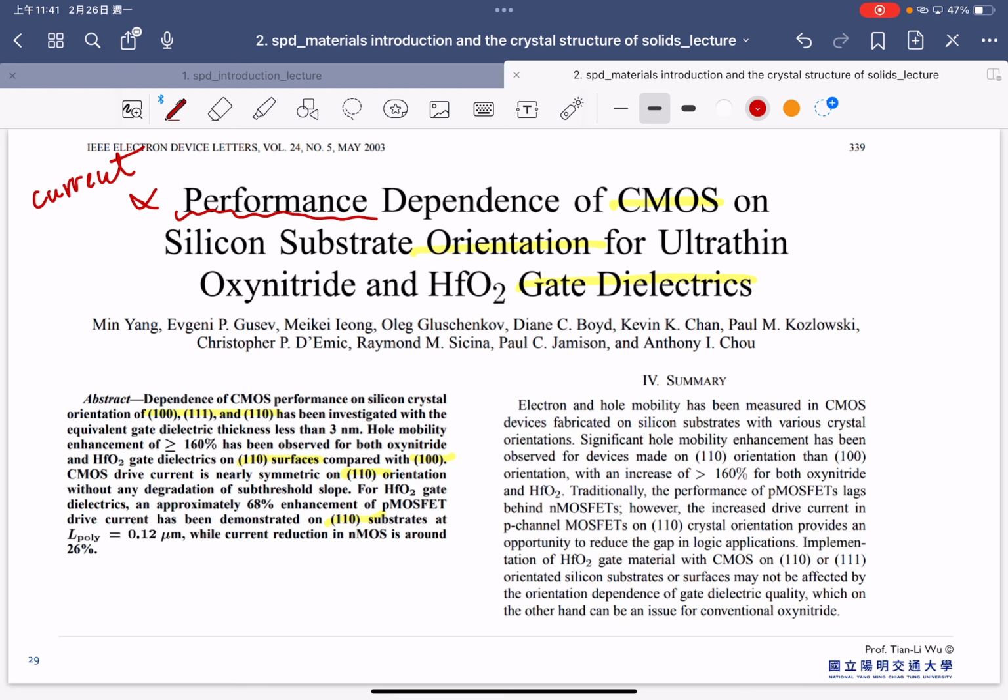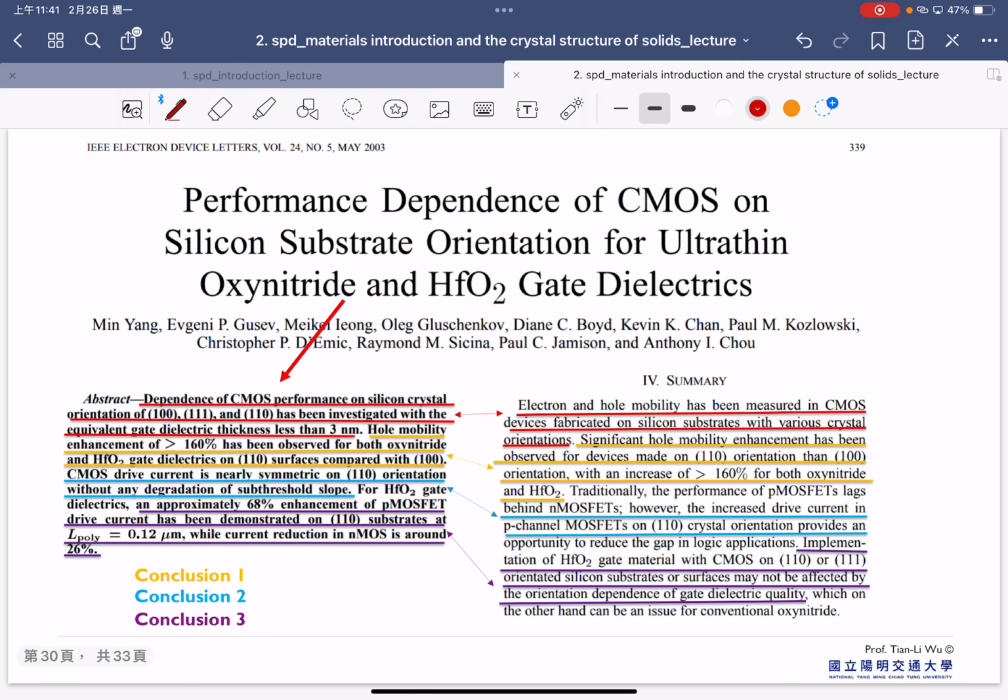Okay, now we can see one by one how the academic literature is organized. These are all Western authors, so the English writing should be very native, without grammar or structure issues. So it's good for us to learn how to write a paper here. First of all, you can see the title is Performance Dependency of CMOS on silicon substrate orientation for ultra-thin oxide nitride hafnium oxide gate dielectric.